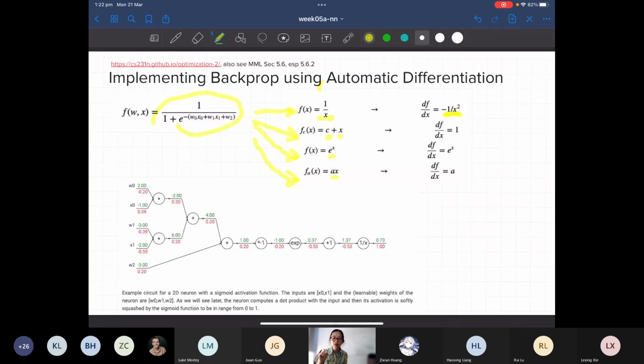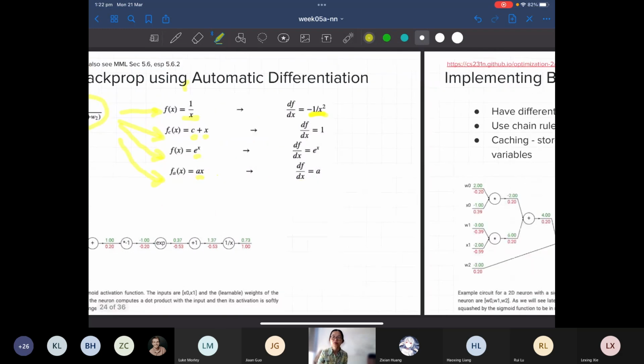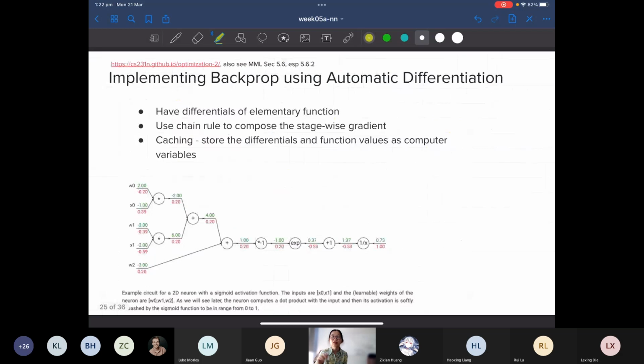And some of these nodes are variables, some of these nodes are weights. Note that they're different. So, okay, let's stay at the higher level. The takeaway for auto-diff, auto-grad, is basically we need to pre-program differentials of elementary functions.